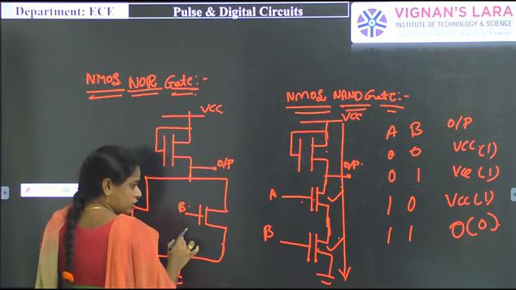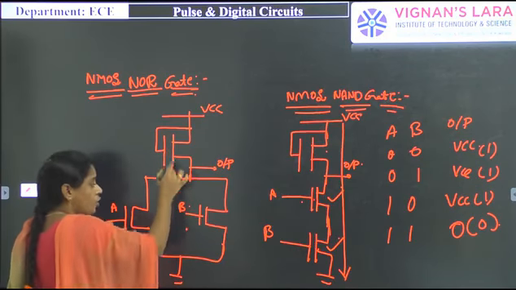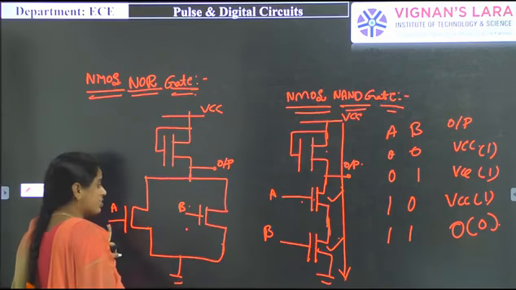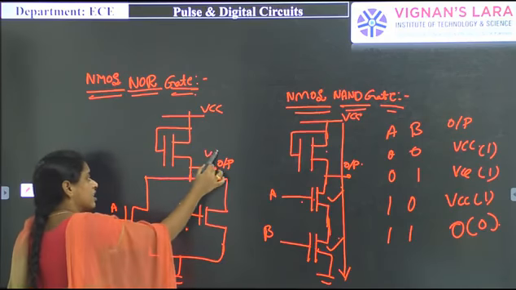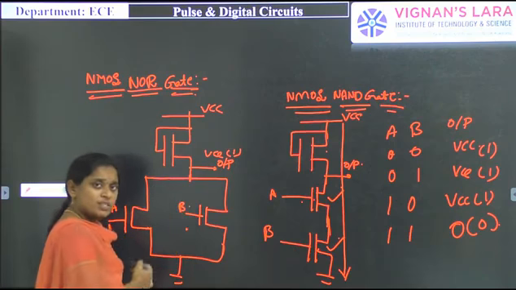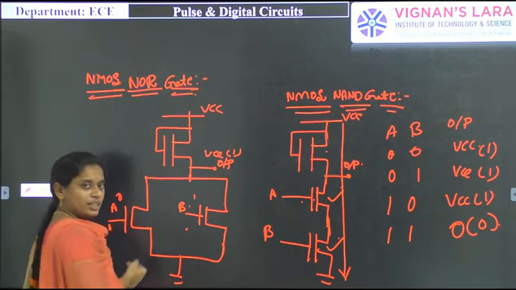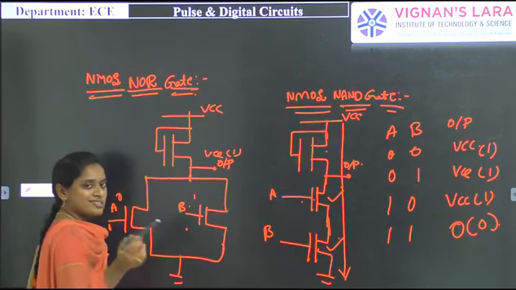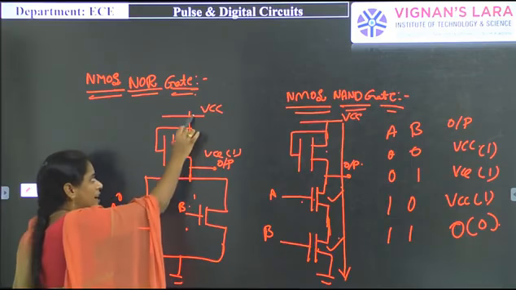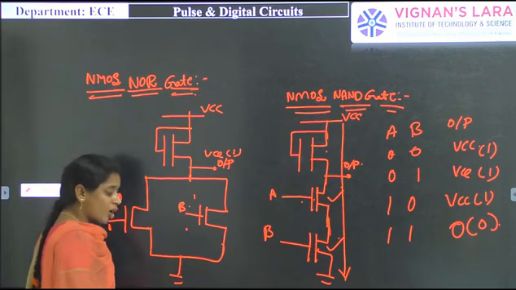When we apply 0, 0, both the transistors are in off condition. So there is no path for VCC to reach the ground. That's why the output will be VCC, so the output will be logic 1. When any one of the transistors is in on condition, that is when we apply 0, 1 or 1, 0 or 1, 1, one of the transistors is on. So there is a path for the VCC signal to reach the ground. That's why the output will be 0. So this is the operation of the NOR gate.